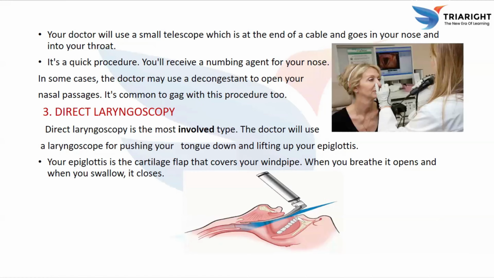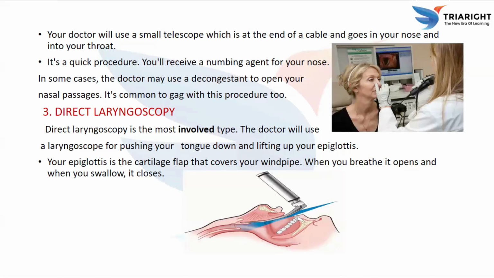So now what is the role of the epiglottis in direct laryngoscopy? The epiglottis is a cartilage flap that opens during breathing and closes during swallowing to prevent food from entering the airway. So lifting the epiglottis exposes the vocal cords and glottis, which is the airway opening.